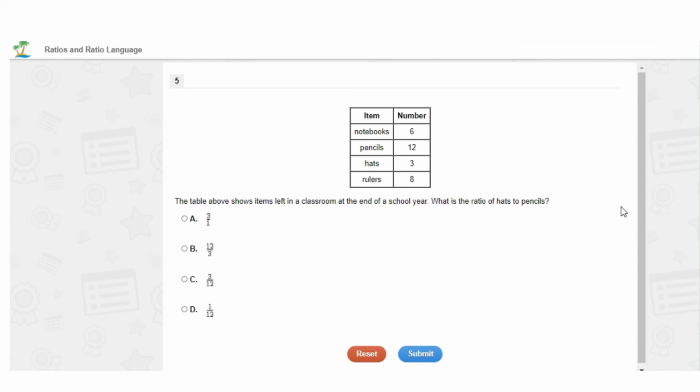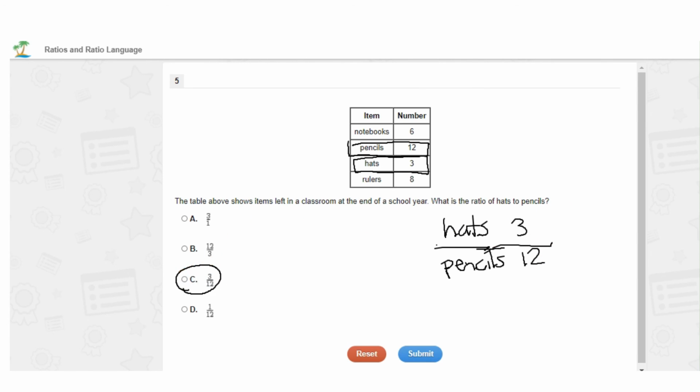Correct. So the table above shows the items left in a classroom at the end of a school year. What is the ratio of hats to pencils? So remember, order is important. So I'm going to come here and I'm going to write hats to pencils. I always like to put my words first. And then I'm going to go ahead and look at my chart, and I'm going to find hats, which is the number 3, to pencils, which is going to be the number 12. So I'm going to look and see if I have 3 to 12, which I do.